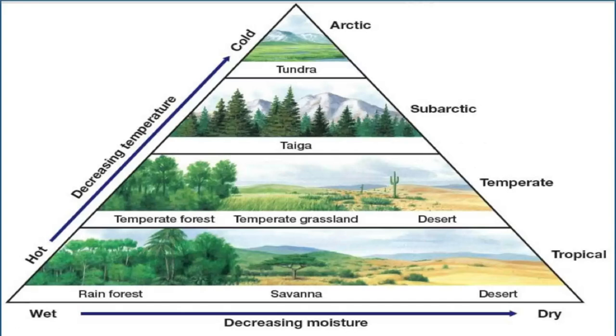Here, again, we have our pyramid, which we are familiar with. It's in our packet. Today, we're going to be focusing on the upper half of the pyramid where we can see the decreasing temperature. It's quite cold. It's Arctic and subarctic, and we have these two biomes that are specifically fit for the Arctic title, tundra and taiga. Notice the tundra is very flat.